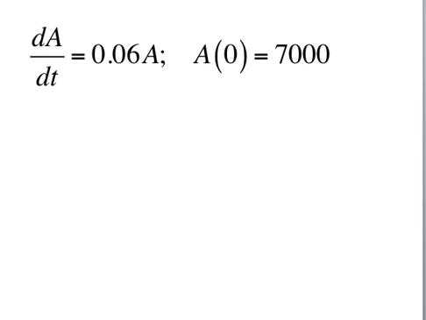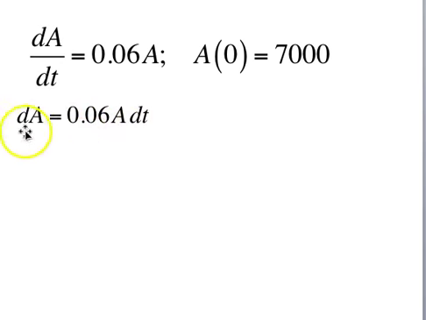Let's take a look at one more differential equation, and this will lead to a continuous compound interest model. The rate of change of the amount of money you have is 6% of the amount of money you have. This gives us a continuous compound interest model, and you're starting with $7,000. So let's go through the process. We need to isolate the variable, so first let's multiply both sides by dt. So we get dA is 0.06A dt.